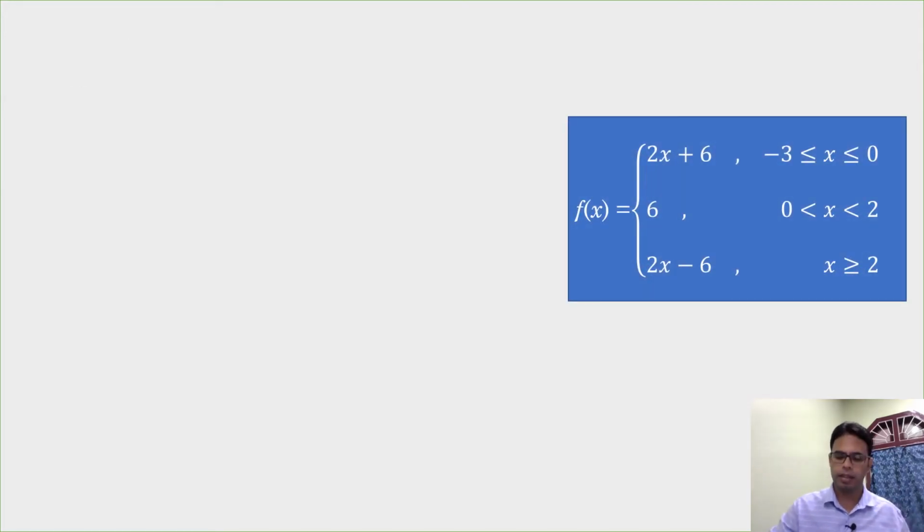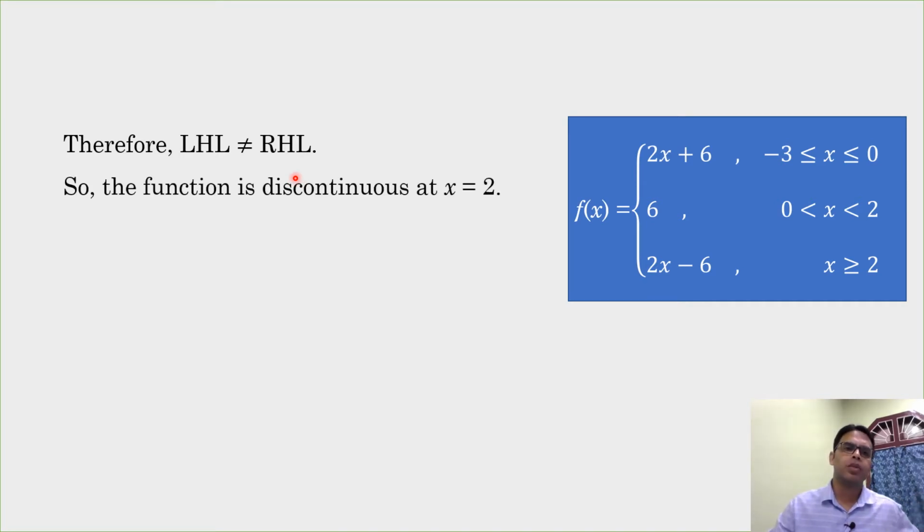Do not write this line. Do not write this function because you have already written it. Then you write that line. Therefore, the left hand limit is not equal to the right hand limit. Obviously, the function is discontinuous. I already told you, so the function is discontinuous at x equal to 2.